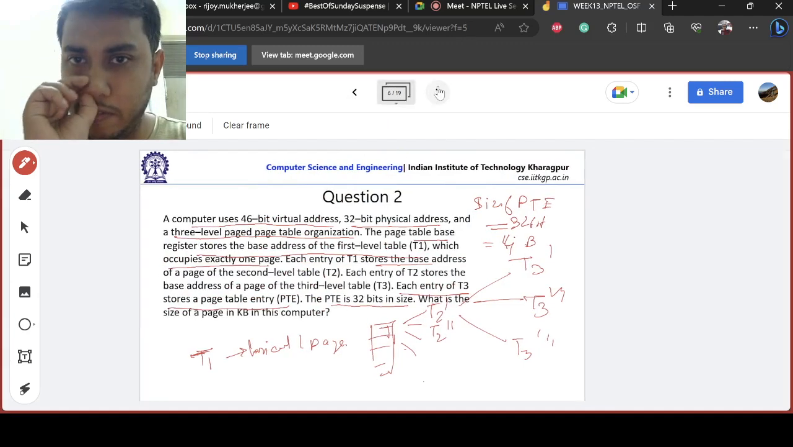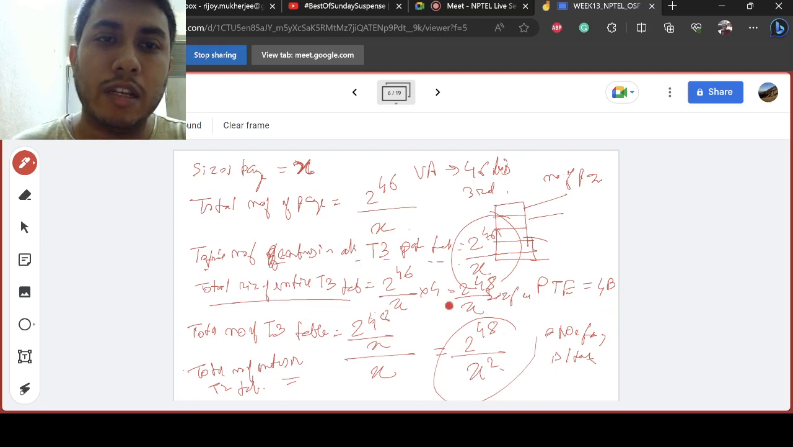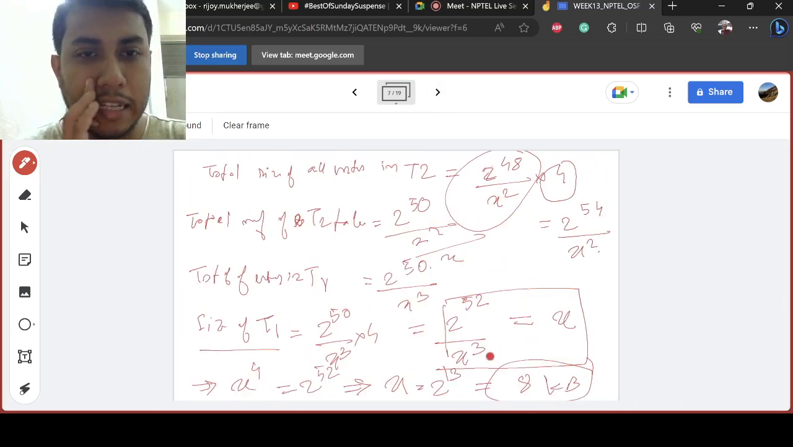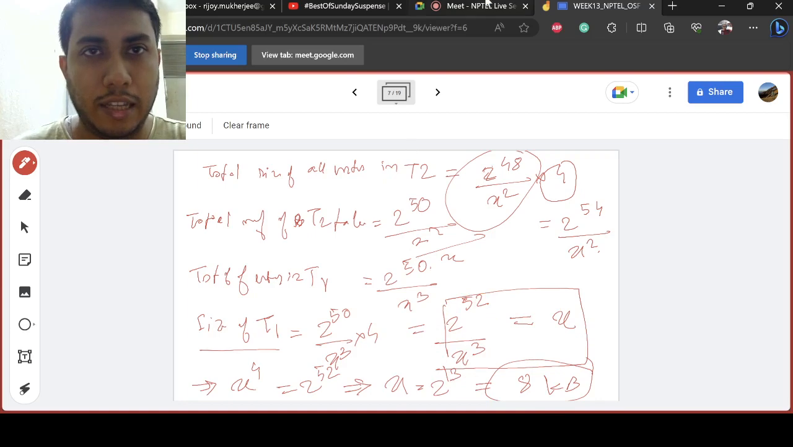Now we have been given a 46-bit virtual address space. The total number of pages will be 2 to the power of 46 divided by x. Then we calculate the number of entries in T3, and the total size of the T3 table is multiplied by 4. The size of each table is x, so 2 to the power of 48 by x is the total number of T3 tables. That is the total number of entries in the T2 table. We continued like that, and ultimately we find that the size of one entry is the page size, and that is the value we derive calculating backwards. So the size is 8 KB.